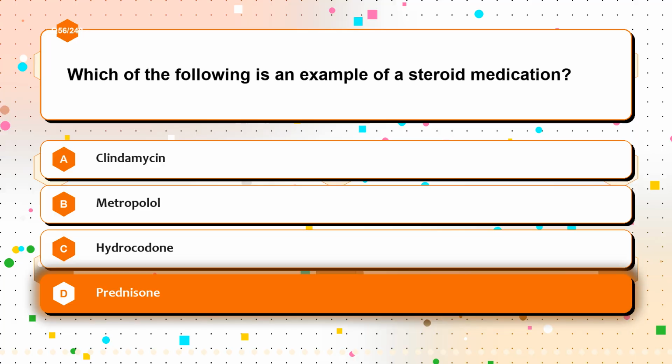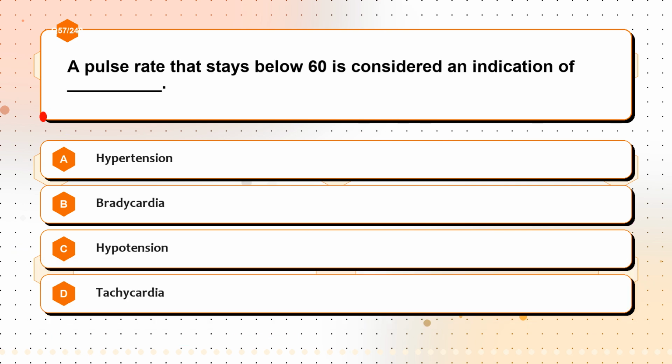The correct answer is option D, prednisone. Question 57. A pulse rate that stays below 60 is considered an indication of blank. Here are the options. Option A, hypertension. Option B, bradycardia. Option C, hypotension. Option D, tachycardia.